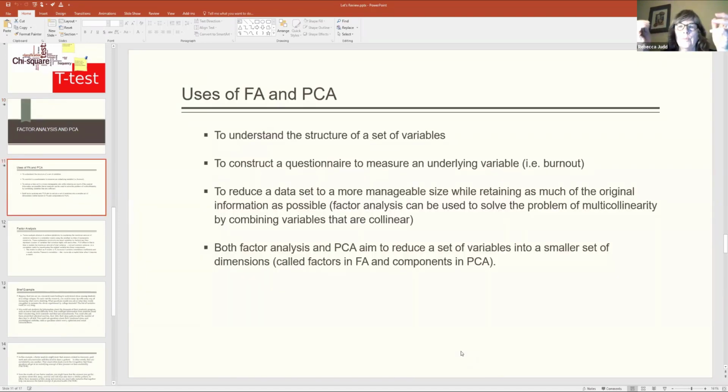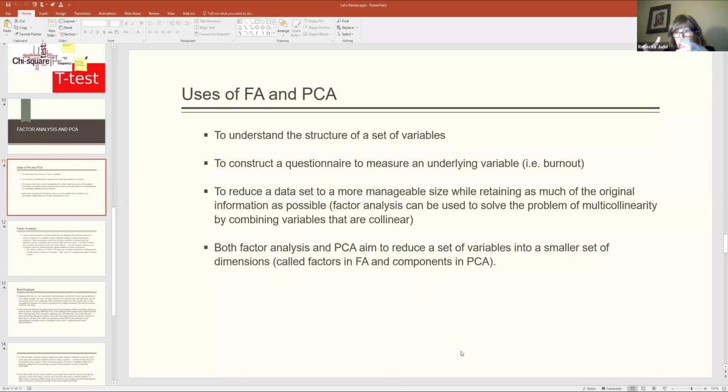So we use them to understand the structure of a set of variables, and the variables is for a latent variable. And like right here, maybe we want to measure burnout. But can we actually measure burnout in and of itself? Or are there other variables that set up a pattern to say this is what burnout looks like? That's what latent means. Latent means it's underlying.